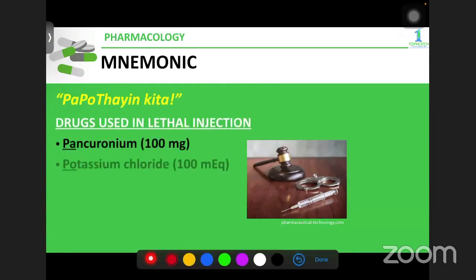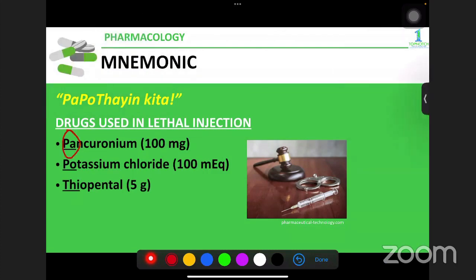So our mnemonic for lethal injection, if you've seen this. So papatayin kita: pancuronium, you have your pancuronium, your potassium chloride, and your thiopental.